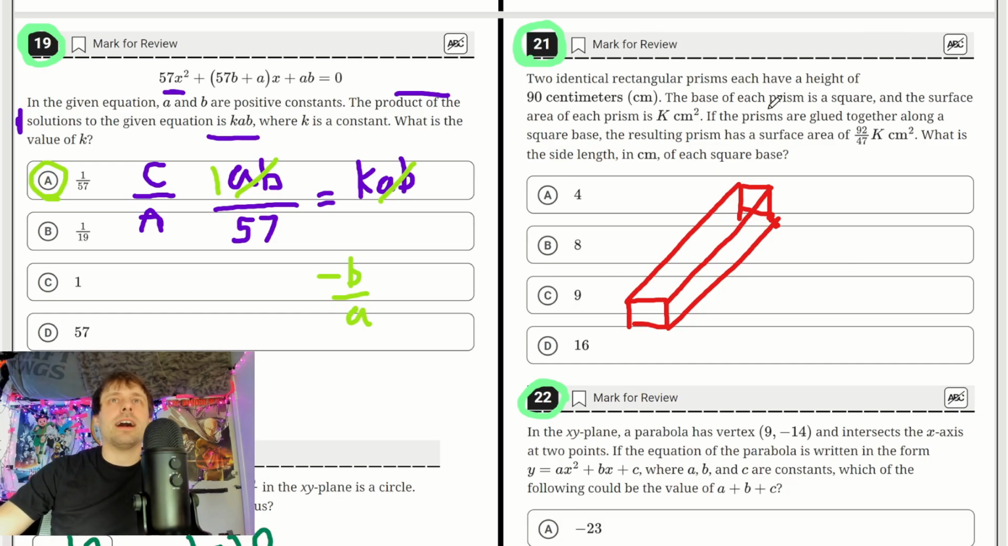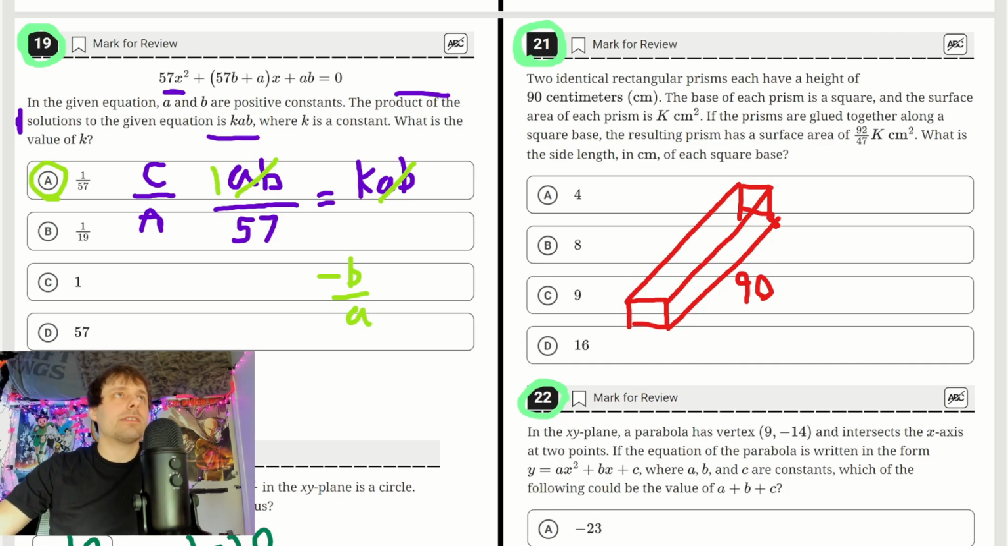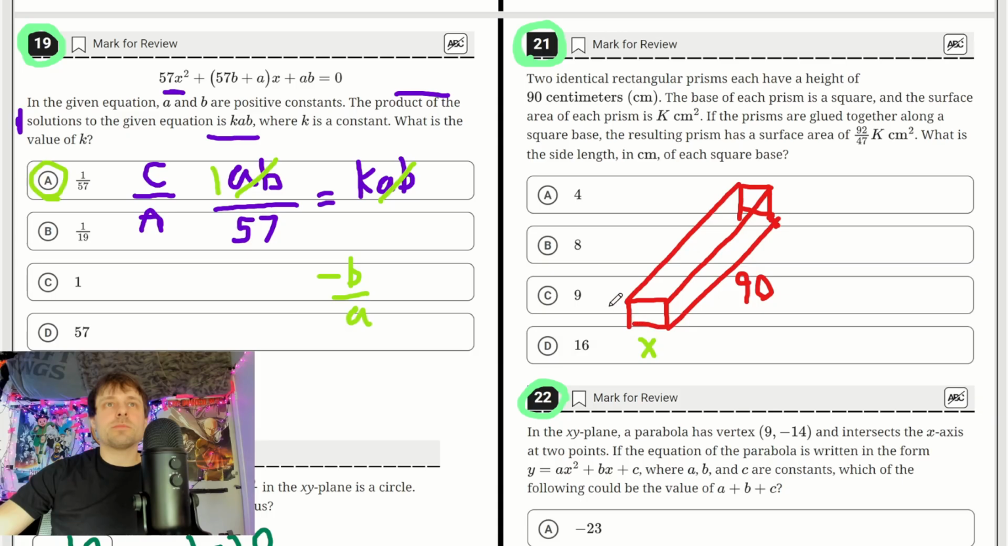And we have a height of 90. So I just make that the long side here. Let's get a different color in here too. And they say the base is a square. So as soon as I see that the base is a square, they don't give us any other numbers, anything to represent. So I say, okay, we know this is x by x since it's a square. And they say the surface area of one prism is k.